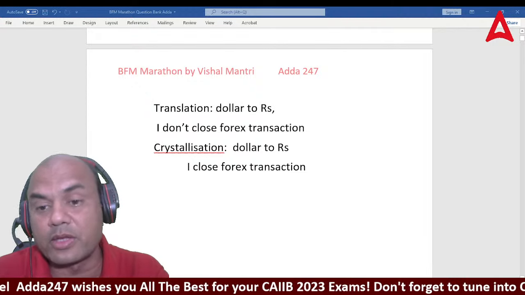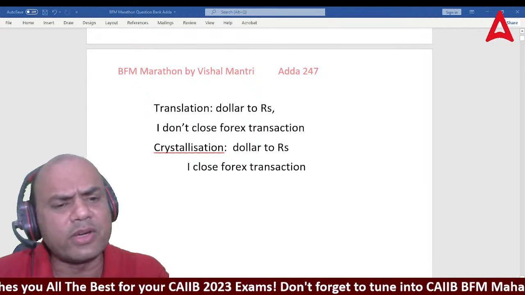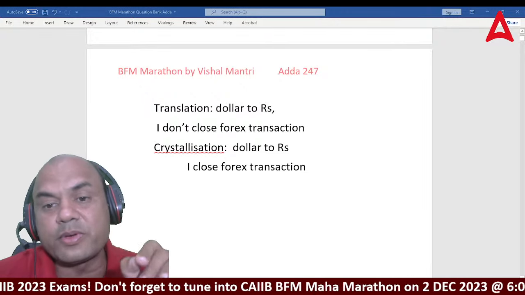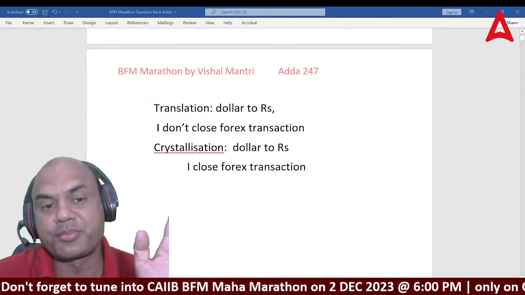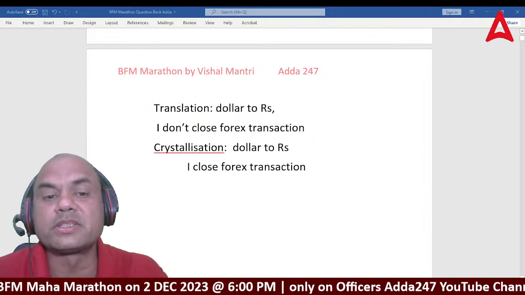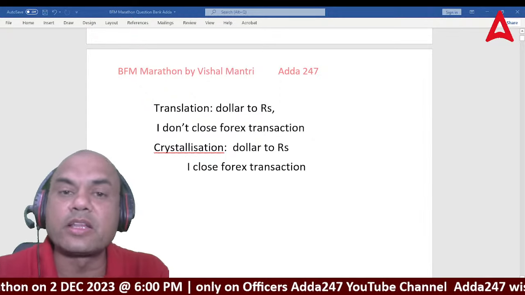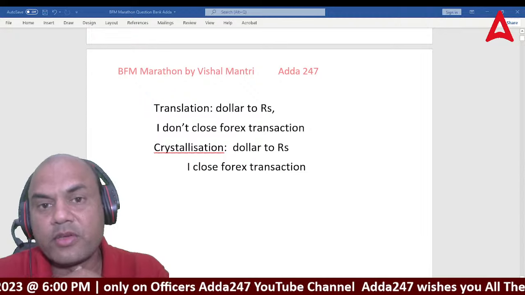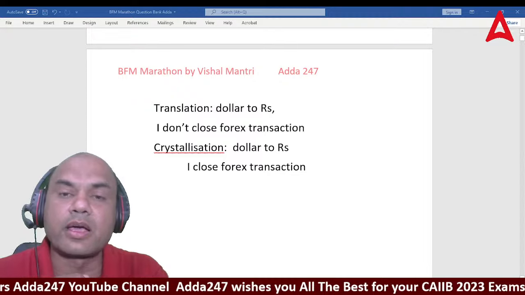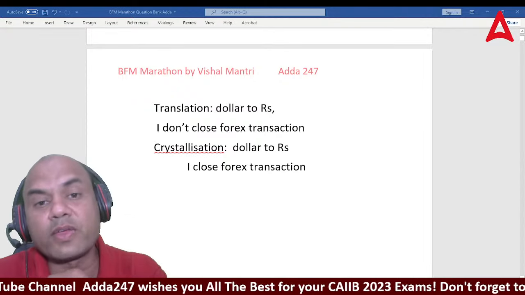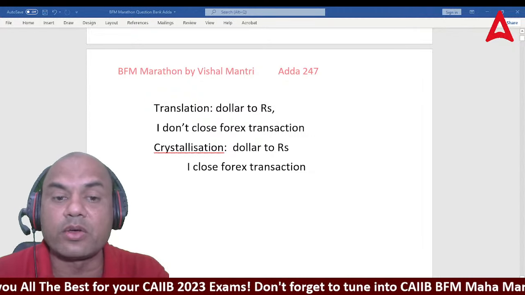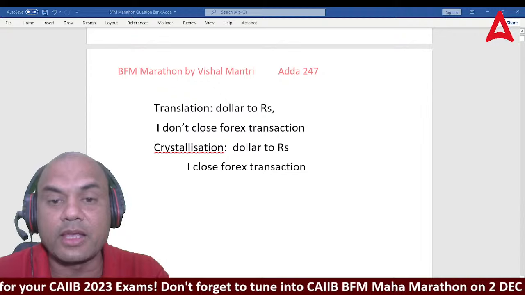That's why I took this topic again over here, because many of you might have understood translation. So that's easy. But you have to understand the difference between translation and crystallization. Because crystallization, you will definitely get one question again in your BFM exam. Crystallization is always done for those forex loans which have not been paid. Again, they have to be converted to local currency then. Whenever we crystallize it, always remember, we crystallize it on the TT rate. This is a very important part again.